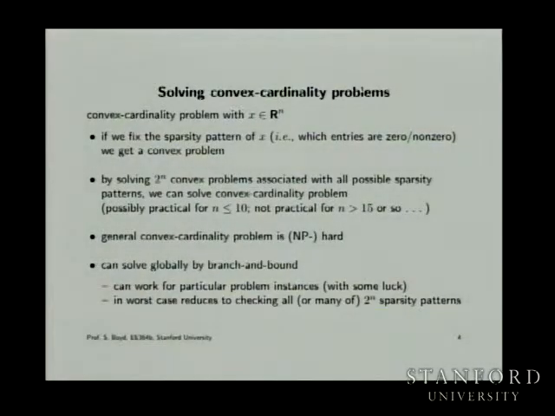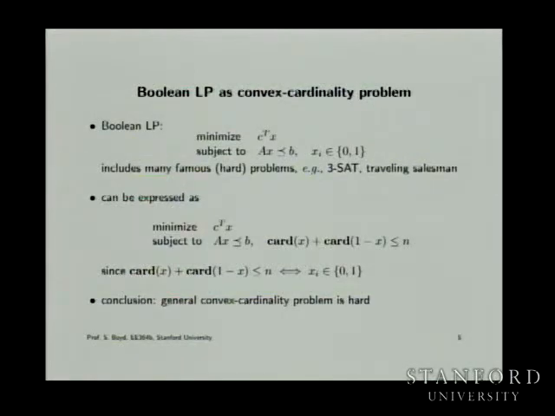Okay. Now, the general problem is NP hard. That's actually quite easy to show, and it's not that relevant either. You can solve these problems globally by a branch and bound method. We're going to do that later in the class. These are global optimization methods, and they can work for a particular problem, and this is going to be the global solution. But in the worst case, these methods reduce to checking all of the sparsity patterns, or at least many of them. So these methods are actually heuristics.